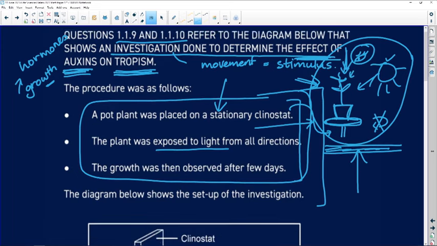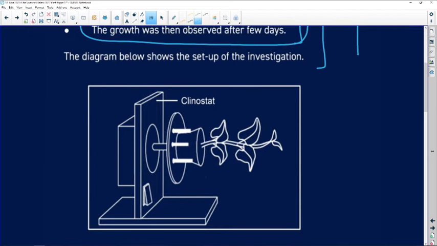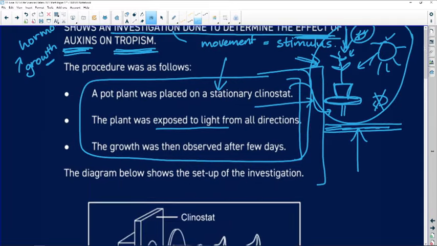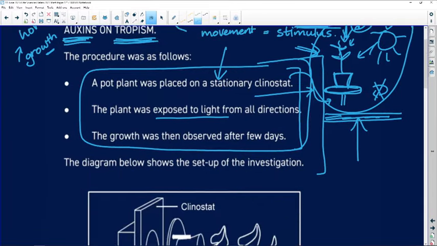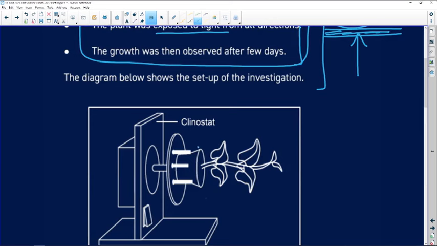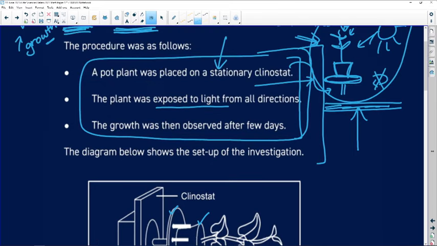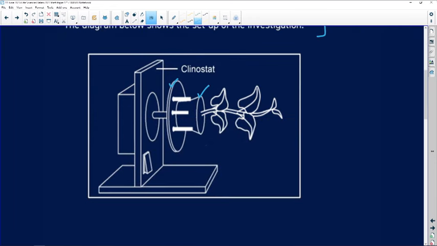All right. And then we're given a diagram. Does our diagram match my diagram? Well, it does, in that here's our pot plant, and here's our clinostat, but it said the pot plant was placed on a stationary clinostat, and I interpreted that as there's the clinostat with the pot plant on top of it. And now in the diagram, I see that the pot plant is actually at right angles to the clinostat. But other than that, everything is the same.